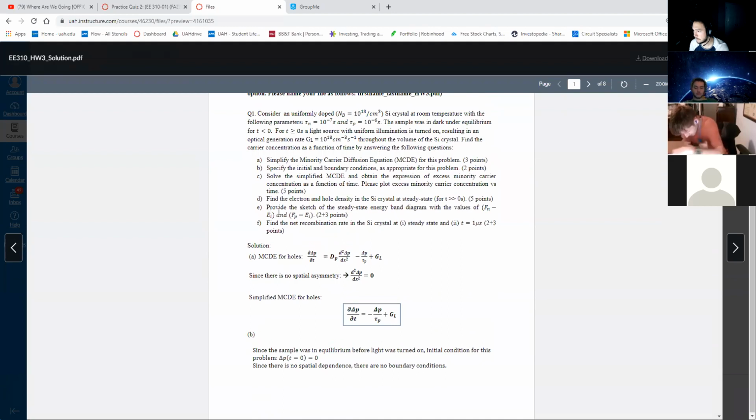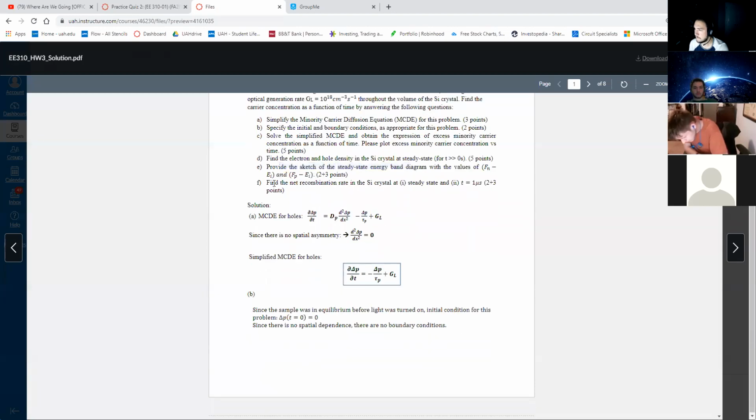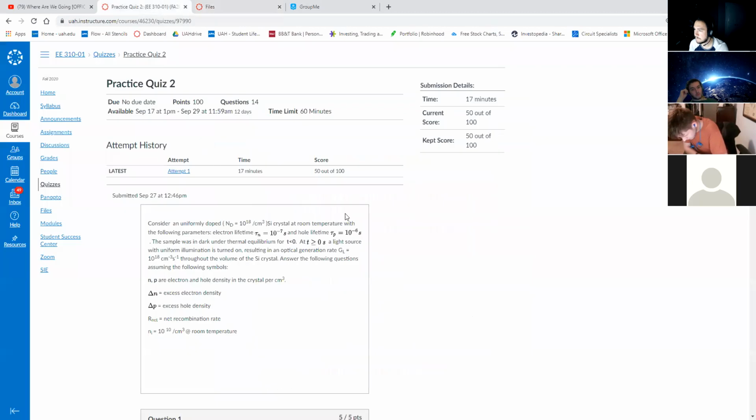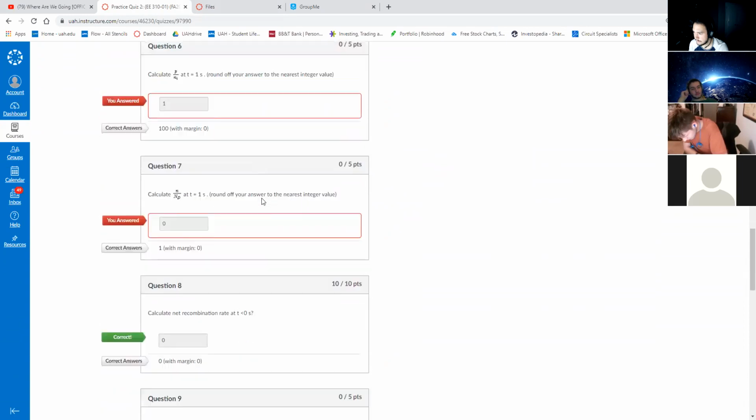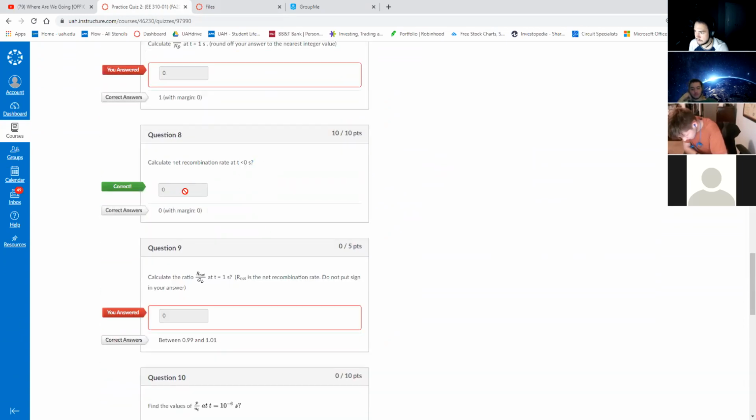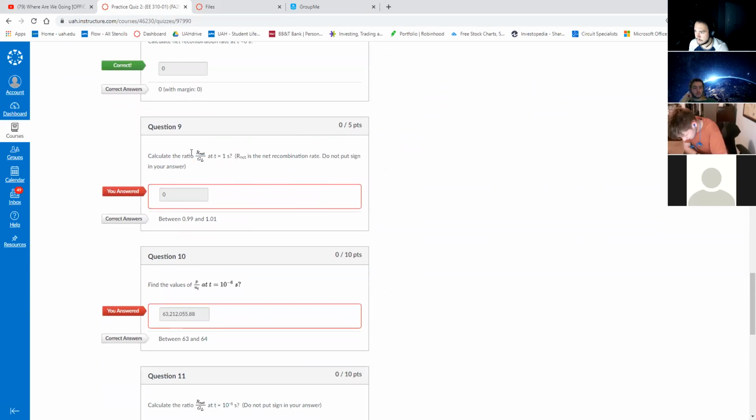What he made the practice quiz. We find the electron hole densities. We did that on the quiz to an extent. Then we did ratios of it. Provide the sketch of the steady state energy band. We don't have to do that, but I recommend doing it right off the bat after reading the question. Find net recombination rate. We did that. And then here he specifies at the steady state and then at some given time. So we also had to do that in the quiz. Same exact thing. We found the recombination rate at 2 different times. Here we found it at time less than 0. It was 0. We found it at time equal to 1 second. It was just equal to 1.